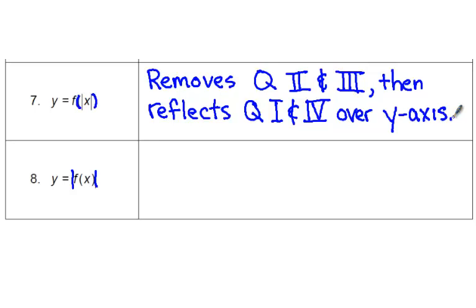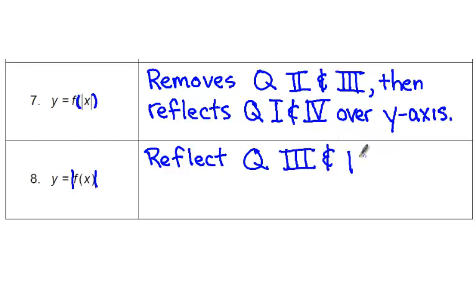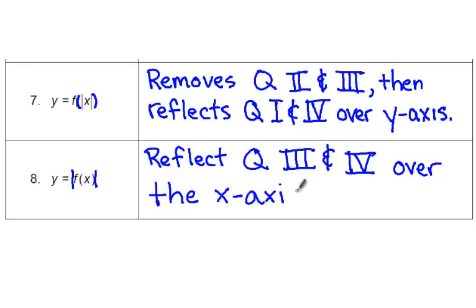Number 8 is a little bit different. It's taking the absolute value of all the y values, the outputs, so it is going to reflect quadrants 3 and 4 over the x-axis. Okay? I know this number 7 and number 8 are complicated.